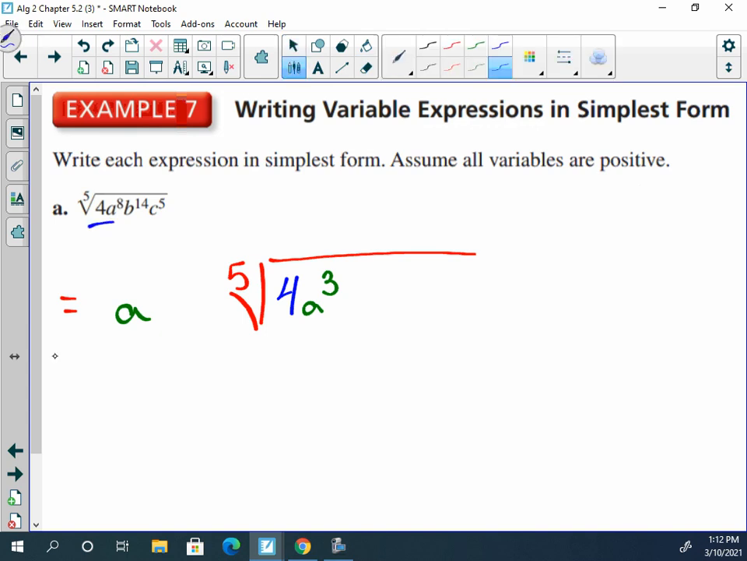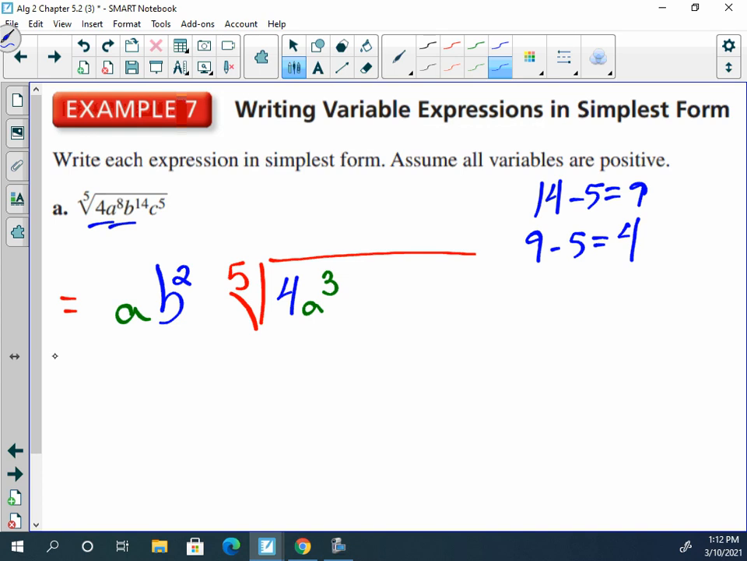A is done. So we're looking at B to the 14. Well, I can pull 5 out at once. 14 minus 5 is 9. Well, 9 minus 5 is 4. Can I do it again? No. How many can I pull out? So here would be B squared. We got those 3 taken care of.